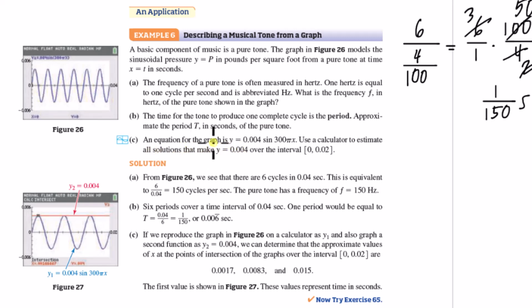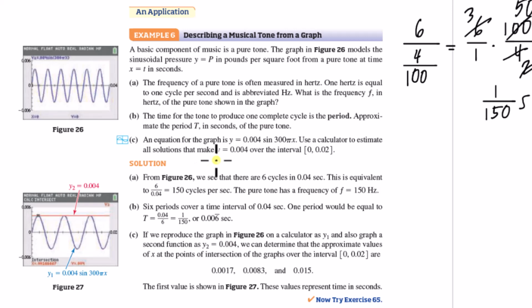Okay. Yeah, for this graph, that's an equation for this graph. Use a calculator to estimate all solutions that make y equal to 0.004 over the interval. So this is an equation for this graph, and over the interval they zoom in from 0 to 0.02. They zoom in on 3 cycles. Use a calculator to estimate the times.